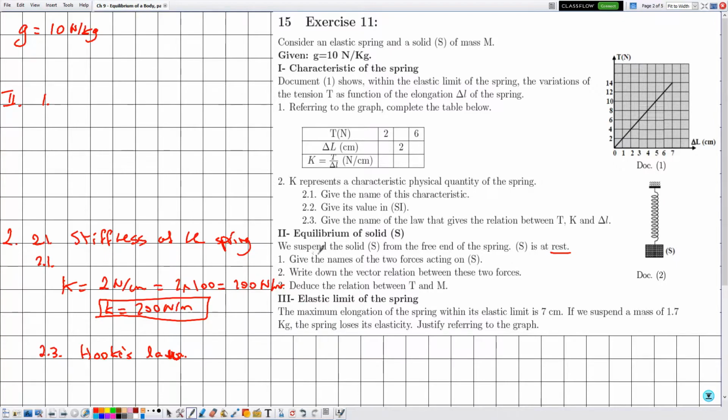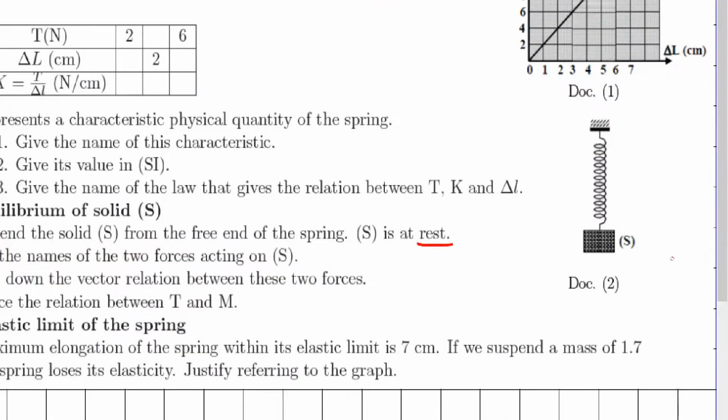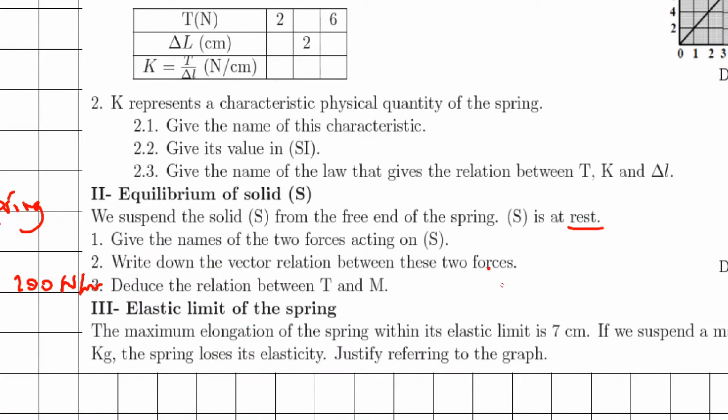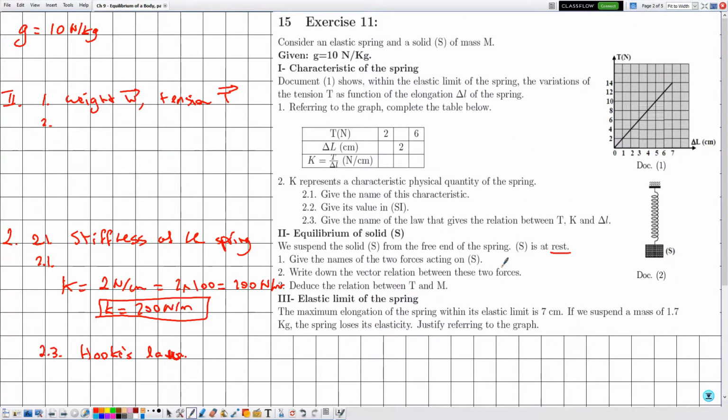Number 1, give the names of the two forces acting on S. Because we have a mass, it will be subjected to the weight, which is vertically downward. And because we have a spring, it will be subjected to the tension T. Now in number 2 they are telling me to write down the vector relation between these two forces, and whenever they ask us about the vector relation, they are asking about the condition of equilibrium. So as a title we write at equilibrium.